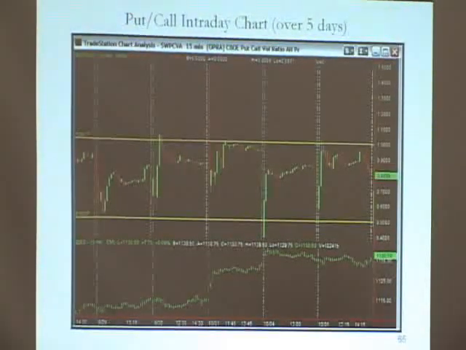There's an index only put call ratio, there's an equity put call ratio, and then there's a combined index and equity put call ratio. All it does is measure the number of people who are buying calls versus the number of people who are buying puts, and give you a number. If it's over 1, that means you've got more put buyers than call buyers. If it's under 1, it means you've got more call buyers than put buyers. So what do you do with this?